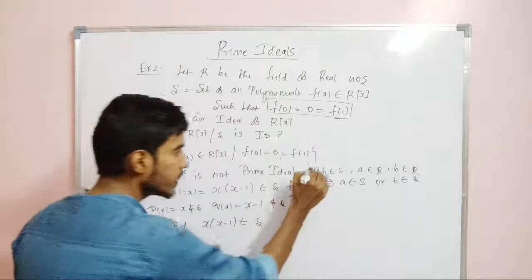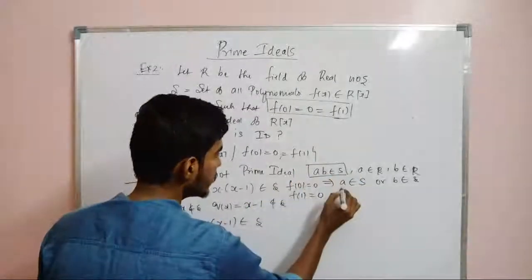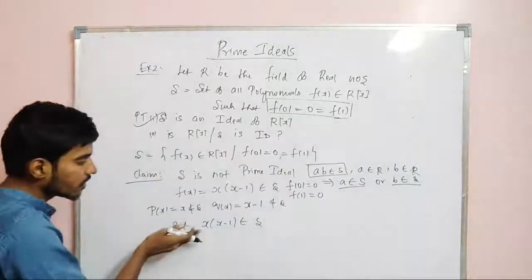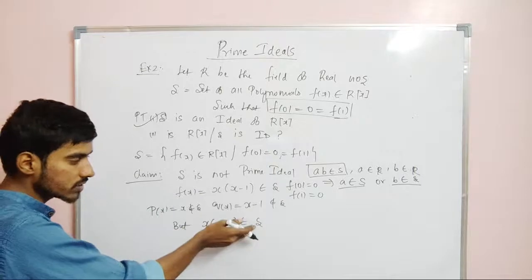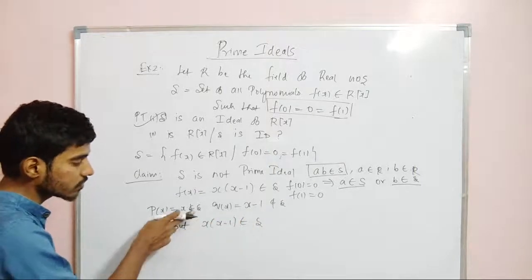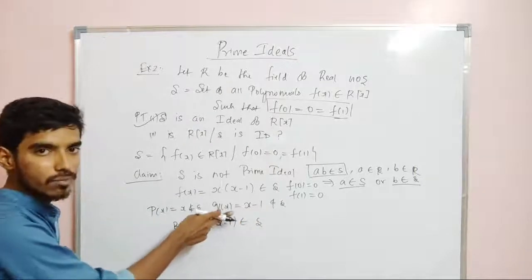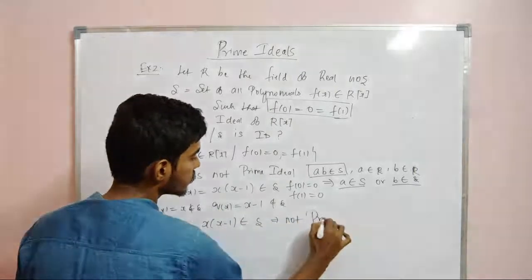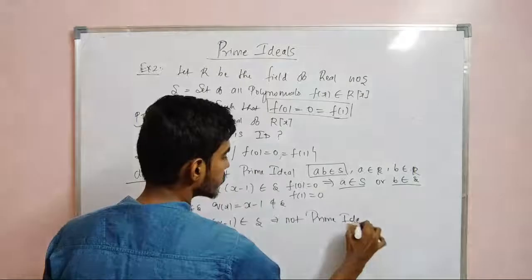So, if we know that AB belongs to S, it means either A has to be in S or B has to be in S. But here we have x into x minus 1 belongs to S, but x does not belong to S and x minus 1 also does not belong to S. That means it is not a prime ideal, right?